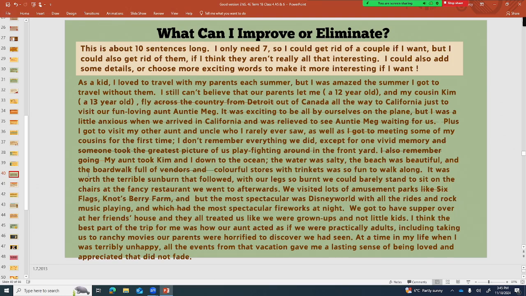So here you can see I've crossed off different phrases that I didn't like and changed them to a different phrase. Sometimes I crossed off an entire sentence.